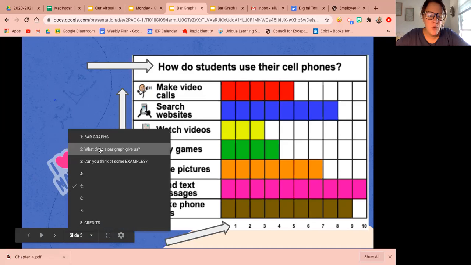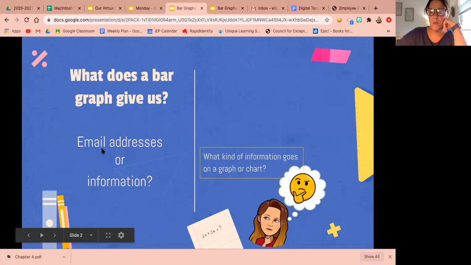All right, hopefully you have what you need, and we're going to get started. So let's just chat real quick about what a bar graph gives us. And I apologize because this was meant to be interactive, so you'll just have to discuss with the person sitting next to you if you have an adult helping you, okay?